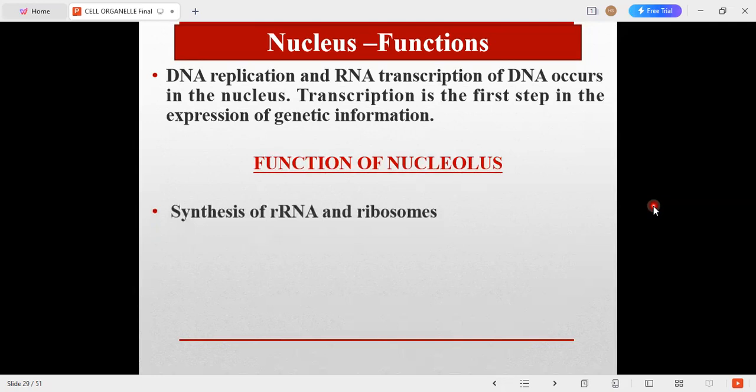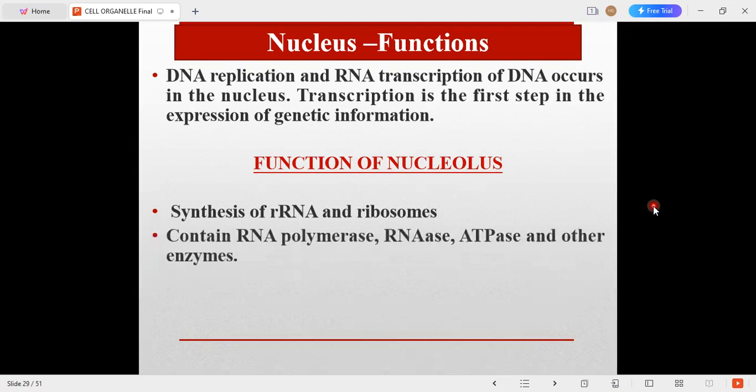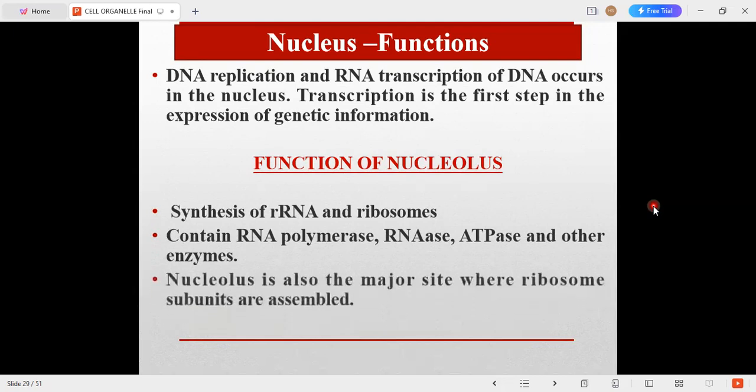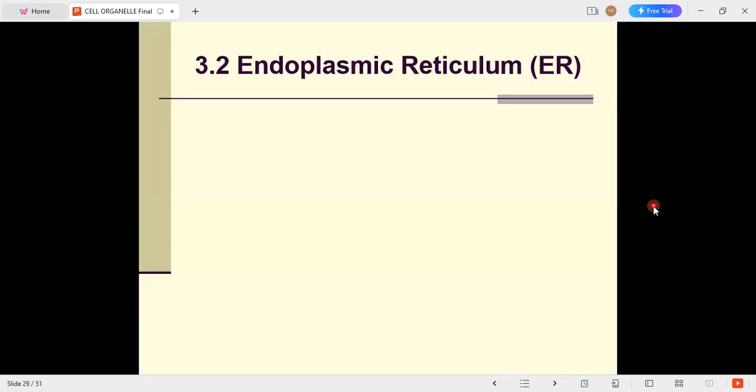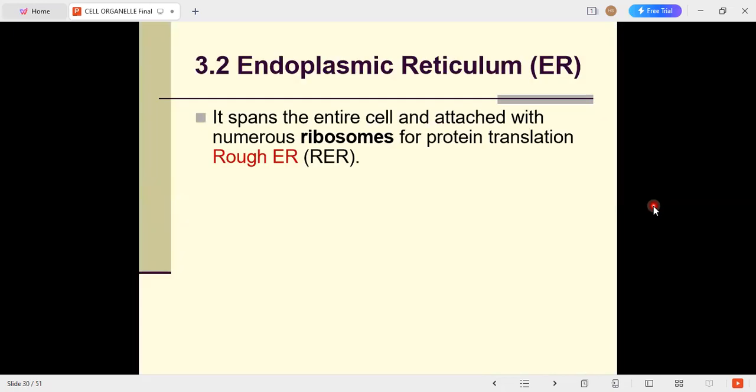And what is the function of the nucleolus? The nucleolus is particularly responsible for the synthesis of ribosomal RNA and ribosomes. It contains RNA polymerase, RNase, ATPase, and other sorts of enzymes. The nucleolus is also the major site where ribosomal subunits are assembled.